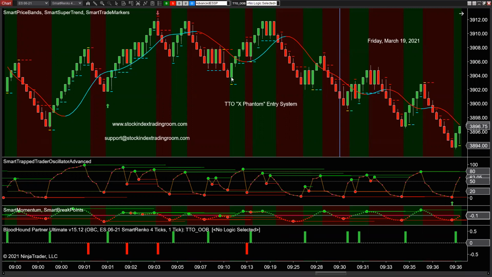Our Smart Renko bars are 8 ticks for a reversal bar. There's a reason we use 8 ticks: it denotes either an establishment or a reestablishment of local trend in the ES. And our continuation bars are 4 ticks in nature, or 1 point.